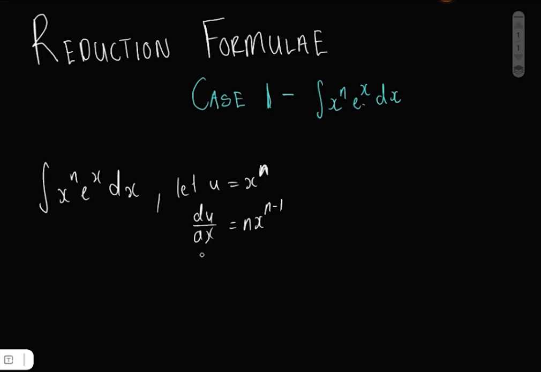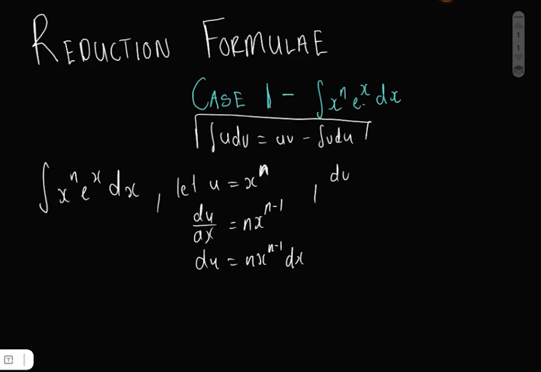So my du would be equal to n x to the n minus 1 dx. Now, what is my dv? Remember, integration by parts says the integral of u dv is equal to uv minus the integral of v du. It matters to remember that. How do you remember that?